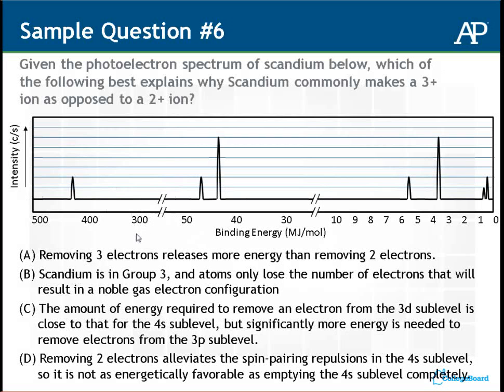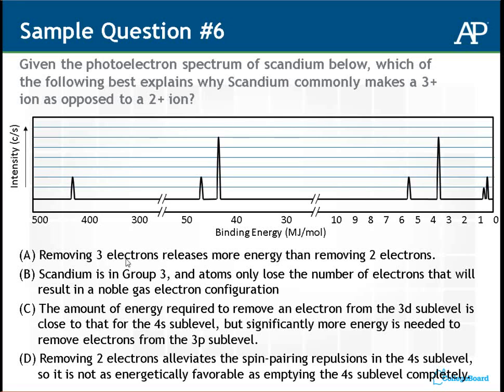So, given the photoelectron spectrum of scandium, which of the following best explains why scandium commonly makes a 3+ ion as opposed to a 2+? So let's get our bearings. This would be 1s, 2s, 2p, 3s, 3p, 4s, 4p. So if it's making a 3+, it's going to lose 3 electrons. So they lose these 2 plus this one.